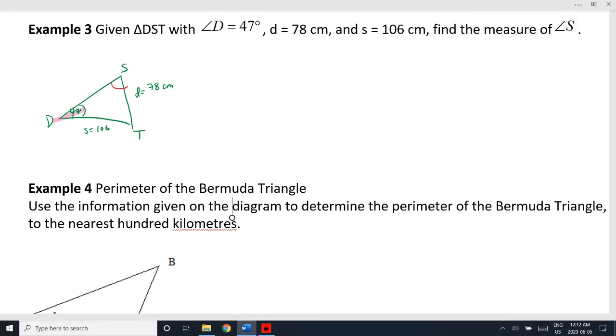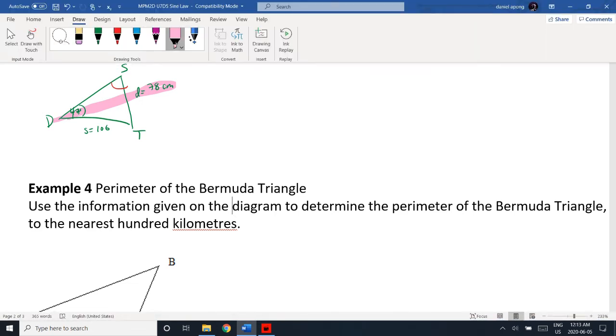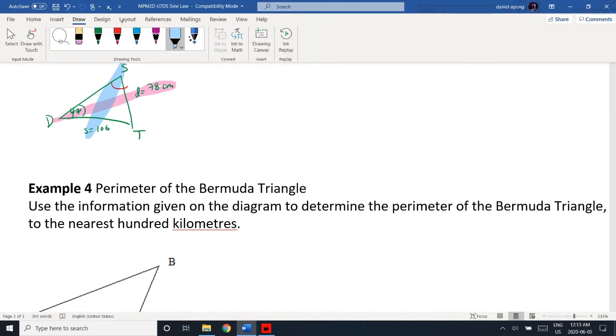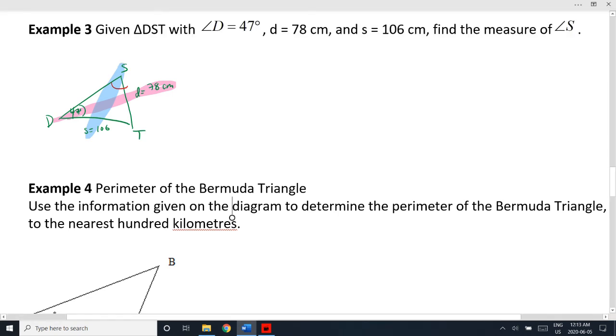And as you can see, we do have a key that's given. We know angle D is 47 degrees, and we know side D is also equal to 78 centimeters. So we could use this to find angle S in this relationship here using the sine law. So let's go ahead and get this started. Okay, so since we're looking for an angle, it's best to use the version of the sine law with the sine part on top, the angle on top. So let's do that. So we know sine D over side D is equal to sine S over side S.